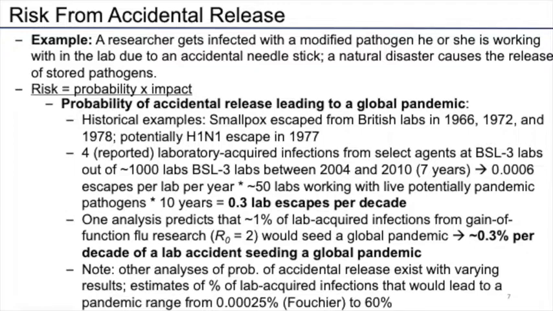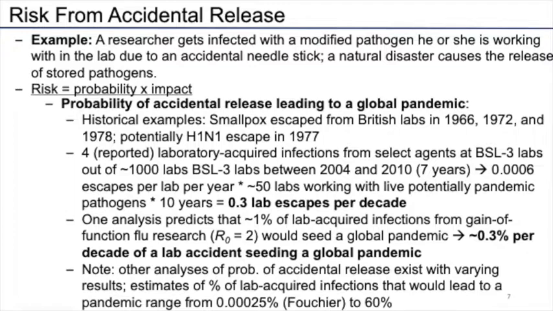I should note that many analyses of these two numbers exist, and there are varying results. I think there's a little bit more consensus on a number like this, although most people have estimated a little bit higher than 0.3 lab escapes per decade. But I think this second number here, the percent of infections that would result in a pandemic, is all over the place. And some of it reflects people's biases.